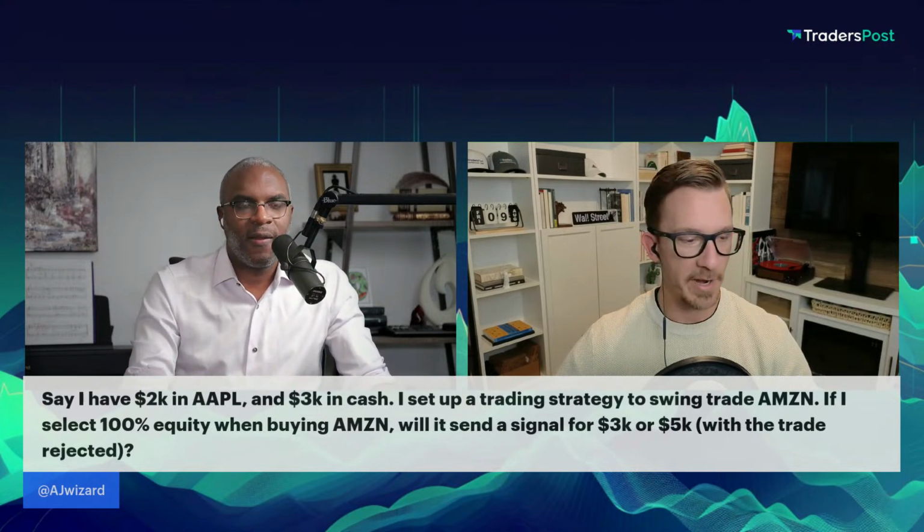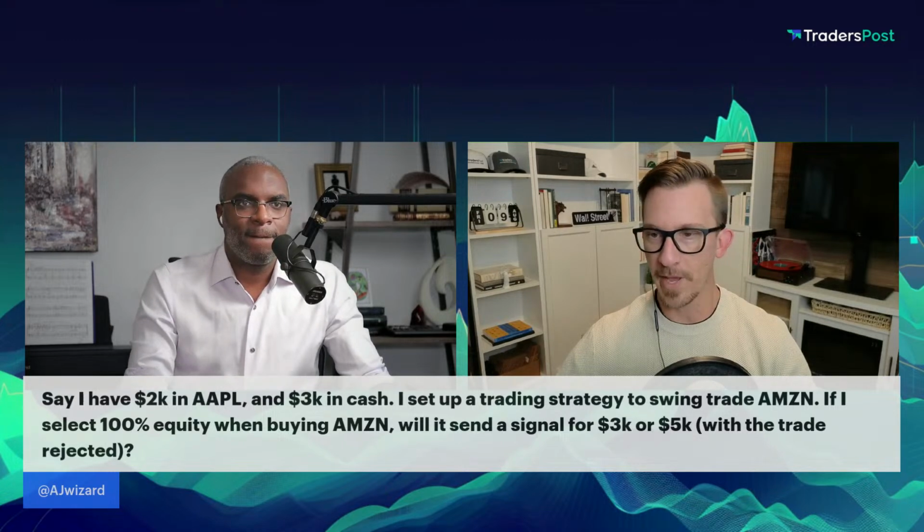Right. So inherently, the assumption I make when people refer to equity is the actual total notional value of their account, meaning the value of all your existing positions at market value plus cash. The two together is what we define as equity. So the answer to the question is that it's going to send the signal based on $5,000, not based on the $3,000 you have in cash. Perfect. Okay, that's good to know.